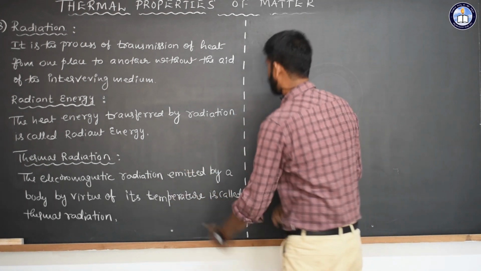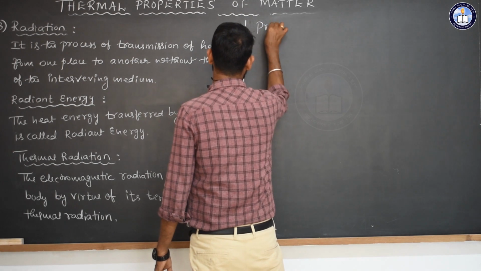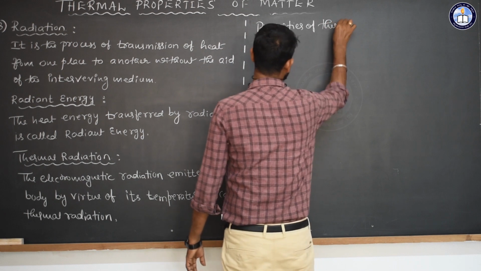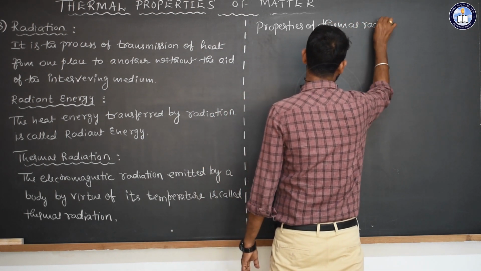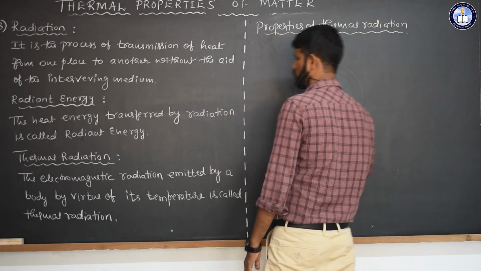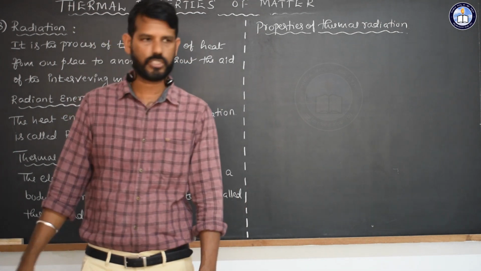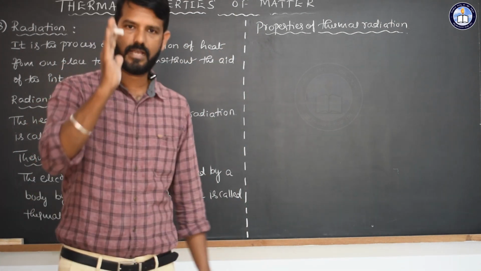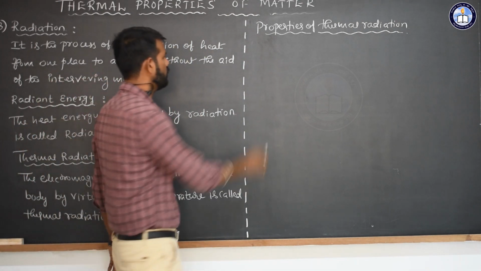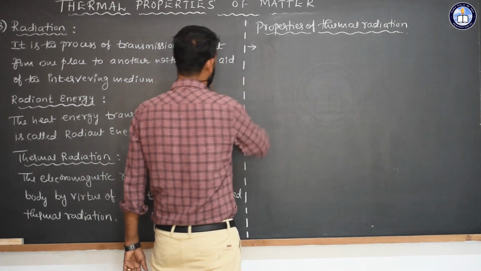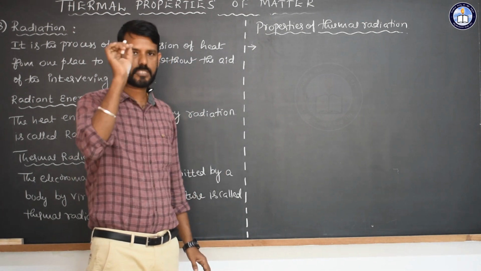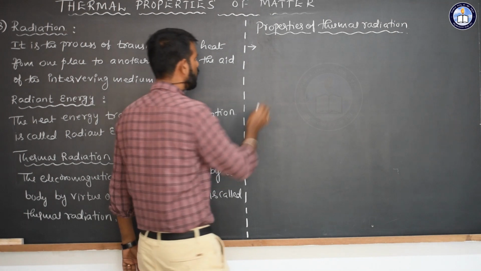Okay. Now there are some properties of this thermal radiation. Properties of thermal radiation. One of the basic sources emitting thermal radiation, the natural source example, is the sun. Now the radiation emitted by the sun has a special property: they can travel in a straight line with a speed of 3 into 10 to the power 8.